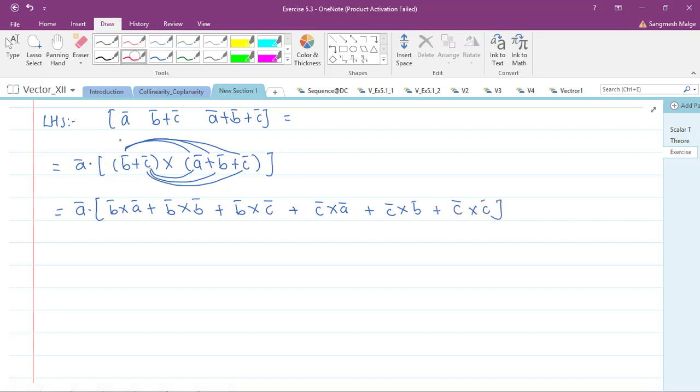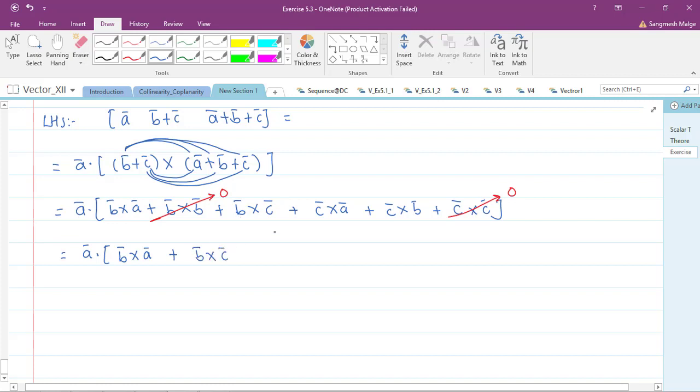Okay, so in this, what can you cancel? In the cross product, if the two vectors are the same, we can directly equate it to 0. So b bar cross b bar and c bar cross c bar directly get cancelled. So this is equal to a bar dot, b bar cross a bar plus c bar cross a bar plus c bar cross b bar. Okay, so this part is remaining. Again, this b bar cross c bar and this c bar cross b bar can be cancelled out because one is the negative of the other.